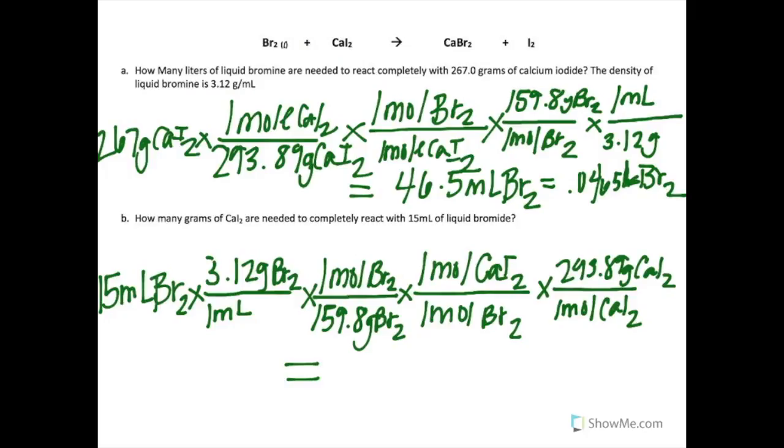And now let's see what the final answer is. So our final answer is 86.07 grams of calcium iodide needed to completely react with 15 milliliters of liquid bromine. So now you know how to go from grams to milliliters and from milliliters to grams, both by using the density.